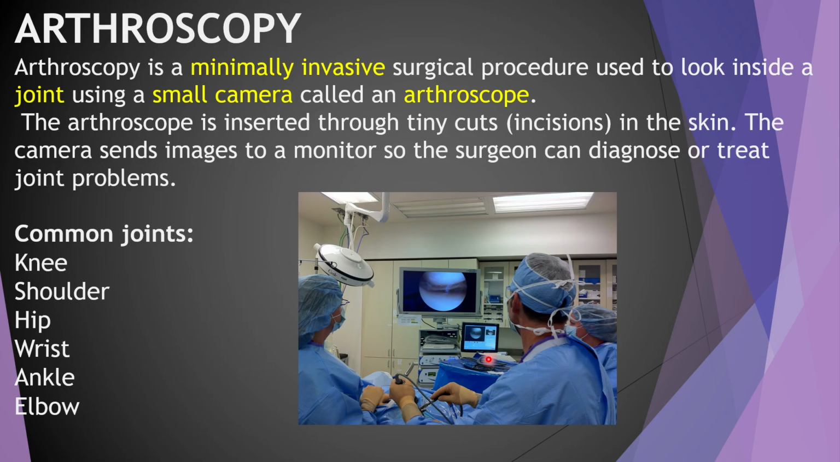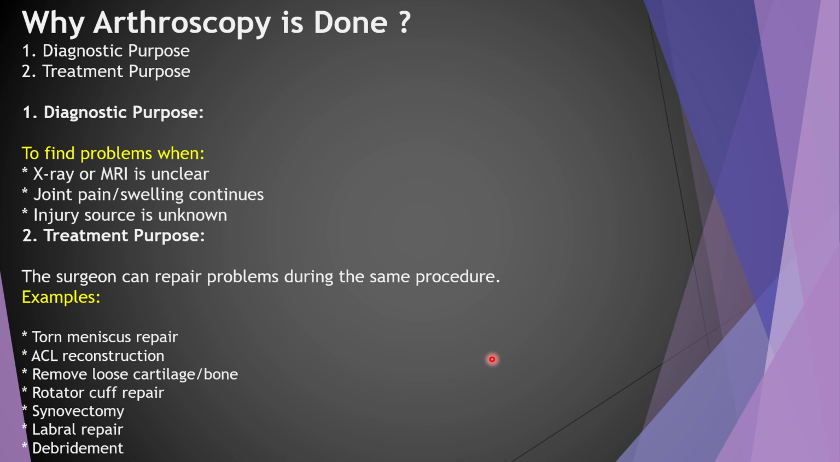So why is this arthroscopy done? Arthroscopy is done to diagnose the joint problem and to treat the joint conditions. The common reasons are rotator cuff tear, labral tear, synovitis, debridement, loose body, and shoulder instability. And it helps to reduce the pain, stiffness, swelling, and improves the joint movement. So, for diagnostic purposes and treatment purposes, arthroscopy is done.